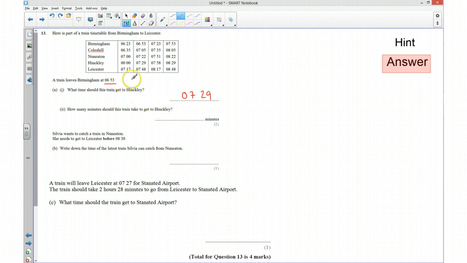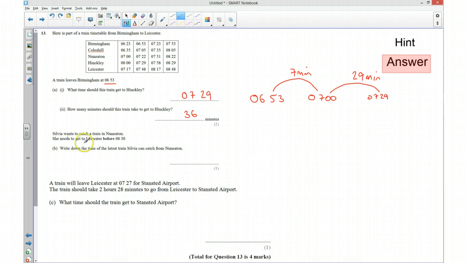And then the second part says, how many minutes should this train take to get to Hinckley? Well, if we start at 6:53 and it takes 7 minutes to get to 7 o'clock, so that's 7 minutes, and then to get to 7:29 it's going to take another 29 minutes. So altogether it takes 7 minutes and 29 minutes, which altogether is 36 minutes.